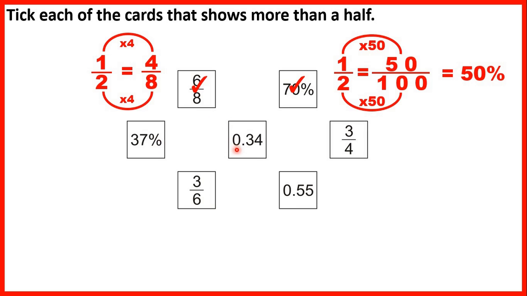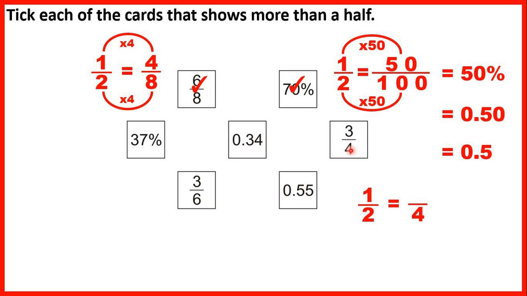Now we have 0.34. So as a decimal, 1/2 is 0.50 or 0.5. So 0.34 is less than 0.5, so less than 1/2. So we don't want to tick that either.